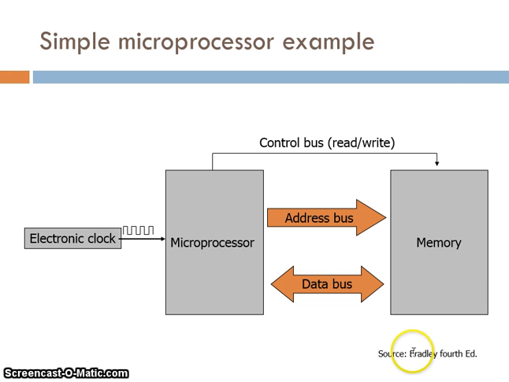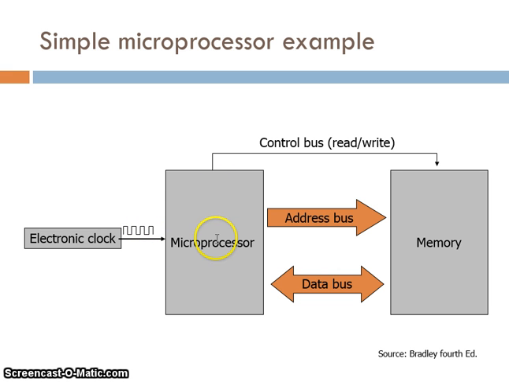Looking at this diagram here, this shows a more simple explanation of our microprocessor. Our microprocessor is linked to an electronic clock. The electronic clock ticks 1 0 1 0 1 0. The control bus may indicate read, write, read, write on each tick of the clock.